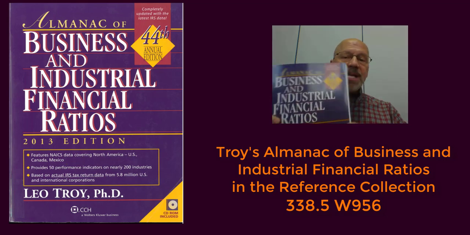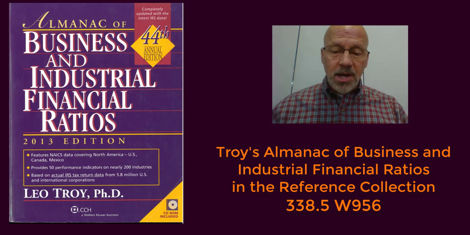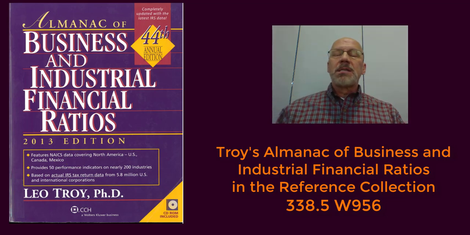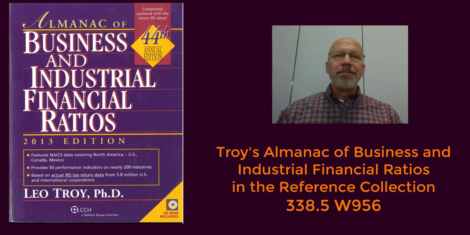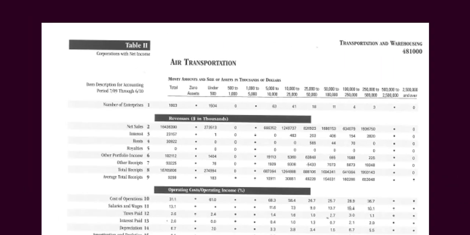And here's the actual book. It's another print source, and it's located in the reference collection, and you can see the call number below. It's located right next to the RMA annual statement studies. And again, if you have trouble finding this, ask one of the librarians and we'll be happy to help you find it. This source is a little easier to use because the pages are sequentially numbered by NAICS code. So you just need to find the page with your code.